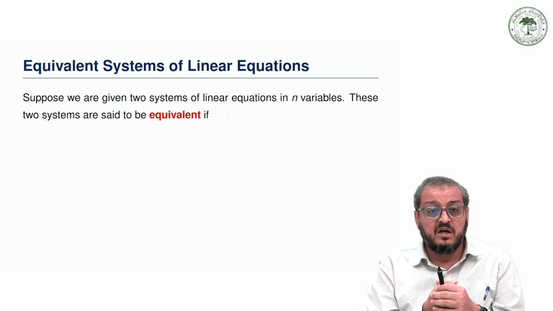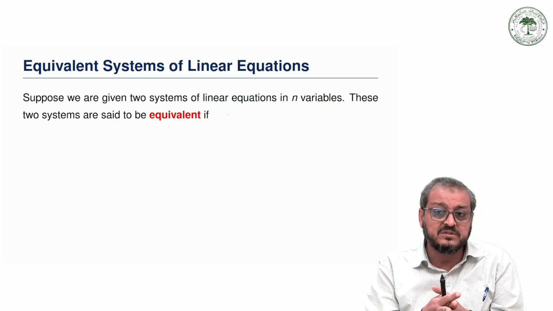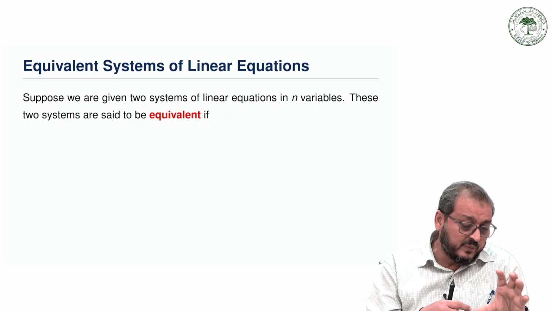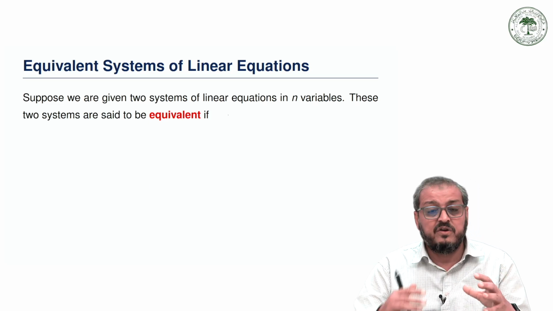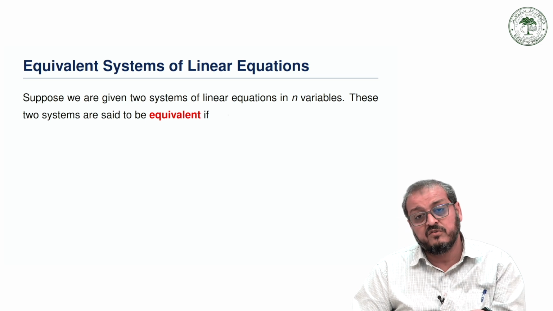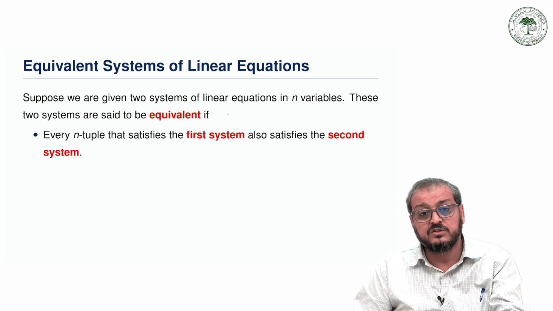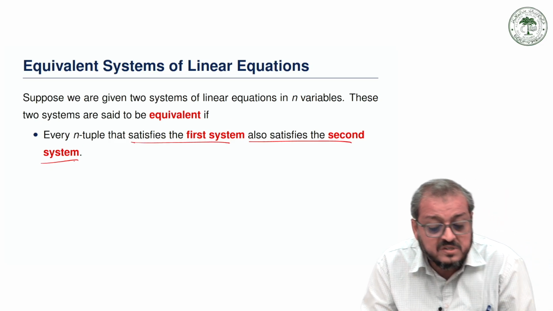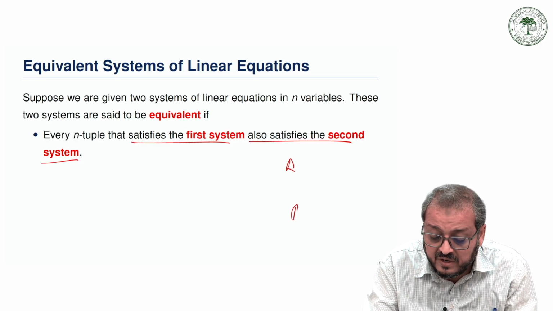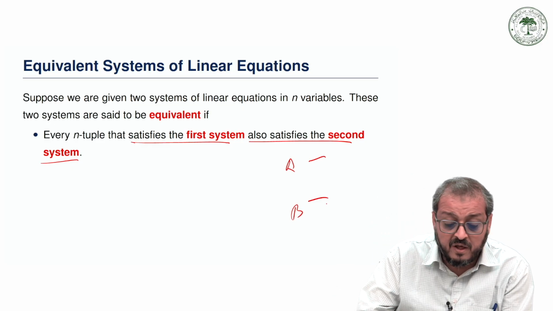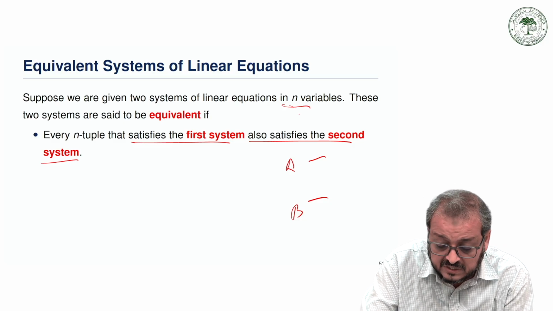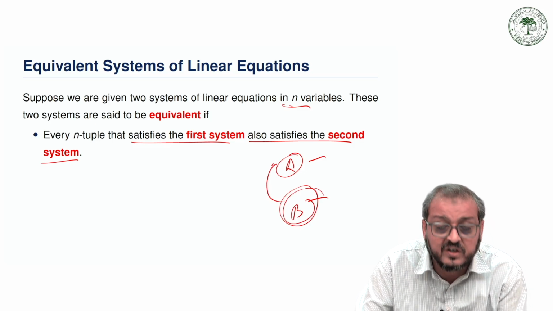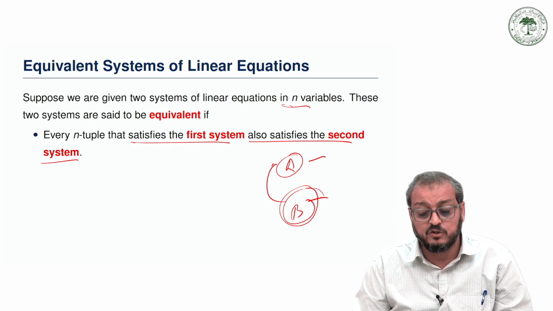Suppose we are given two systems of linear equations in n variables. These two systems are said to be equivalent if both have the same solution set. If every n-tuple that satisfies the first system also satisfies the second system, and every n-tuple that satisfies the second system must also satisfy the first, then we can say that these two systems are equivalent.